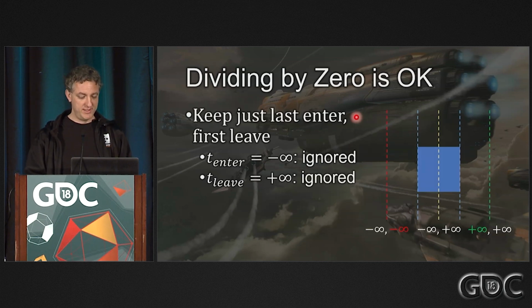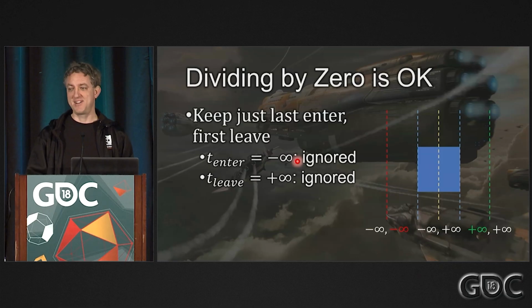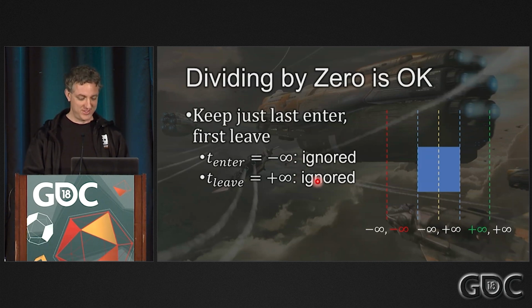So when we're doing our test, we're going to keep just the last enter time when we find all of our enter times and leave times, and we're going to just keep the first leaves. So if we ever calculate a negative infinity enter time, that's always going to be not the last one. Some other one is going to be later. And similarly with the leave time, plus infinity can never be the first time we leave. So in these whites, you can see we basically ignore it. And right here in the middle, we're ignoring both the enter and leave time, so the other coordinates decide whether we hit the box or not.